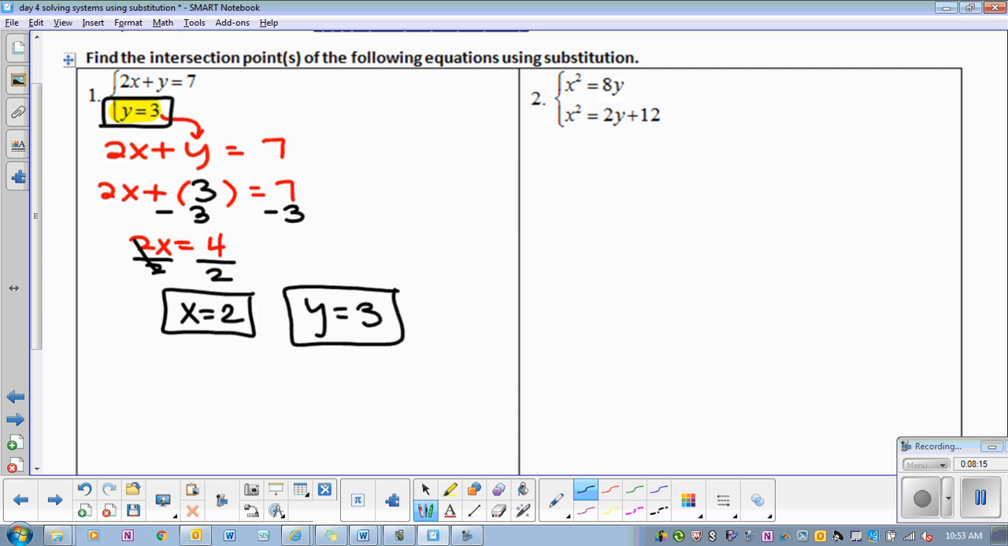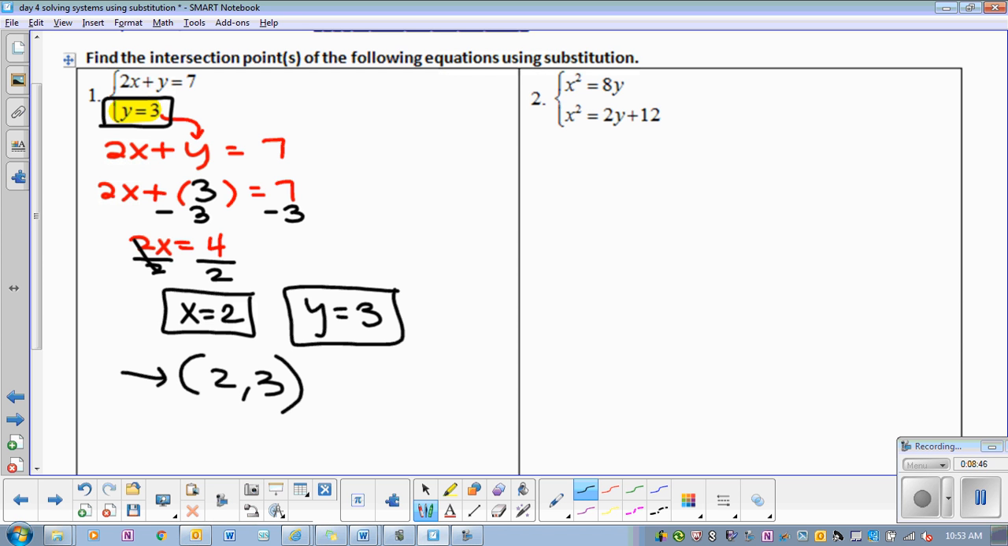I want you guys to see one where they actually gave you part of the answer, because you do so many where you have to do so much work. When you see one that's a little bit easier, you freak out, you don't know what to do. Okay? So this one, the intersection is (2, 3). No graphing. It's all algebra. So let's look at number 2.